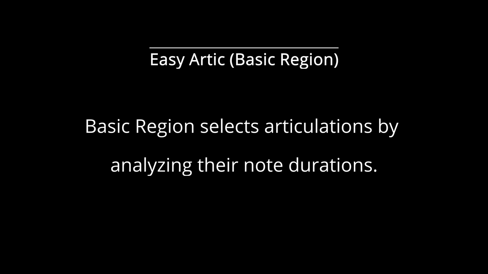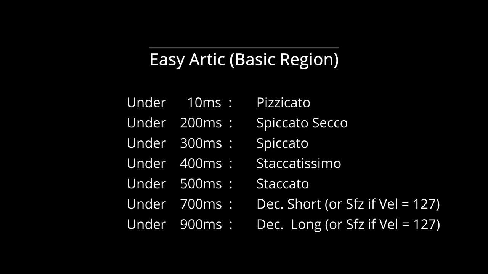In the basic region, articulation selection is done by analyzing the note duration. Notes under 10 milliseconds are pizzicato. Above pizzicato, notes under 200 milliseconds are spiccato secco. From there, notes under 300 milliseconds are spiccato. Notes under 400 are staccatissimo. Under 500 are staccato. Under 700 milliseconds are decrescendo shorts, or sforzando shorts if max velocity.